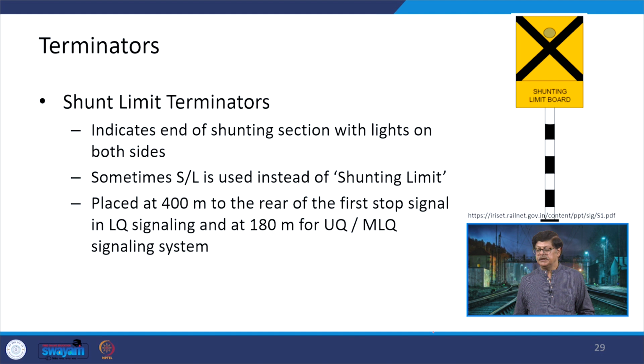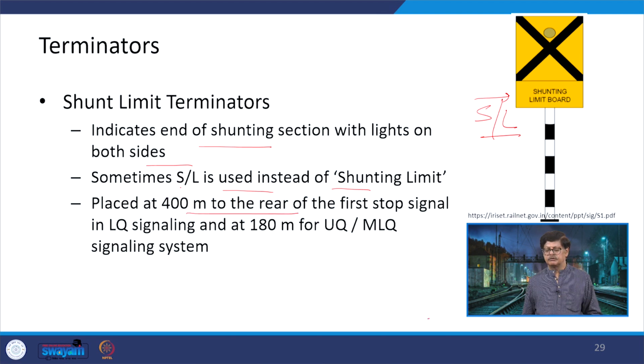Shunt limit terminator, we already discussed about that in terms of a board. So, it indicates end of the shunting section. Sometimes S by L is used instead of shunting limit. So, it says shunting limit, so instead of that it will be S by L. Placed at 400 meters to the rear of the FSS in the lower quadrant system or 180 meters in the case of upper quadrant or multi-aspect system.